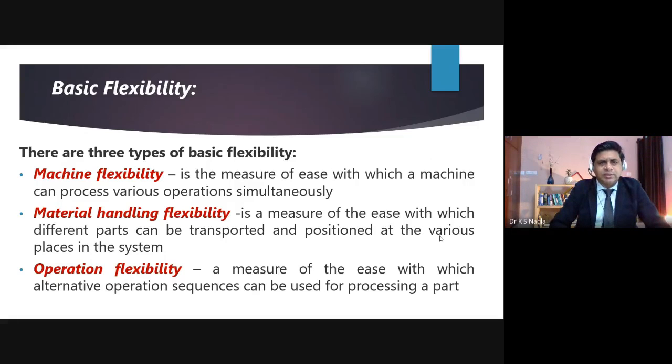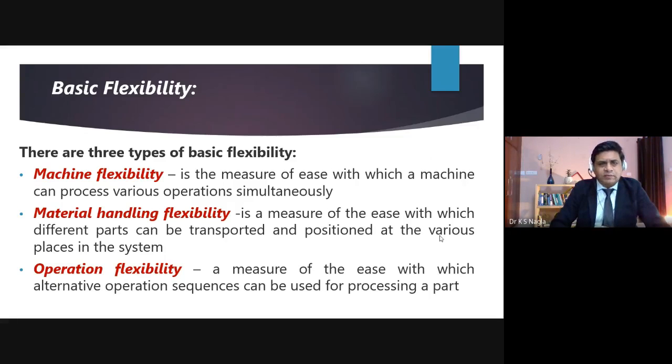Another flexibility can be classified as material handling flexibility. Material handling flexibility is a measure of the ease with which different parts can be transported and positioned at various places in the system. You already know the case of industrial automation where material handling is a big problem. It takes a long time, and a huge amount of money is required to transport the material. In the case of the flexible manufacturing system, the system is automatic. All these things are transported from one location to another automatically.